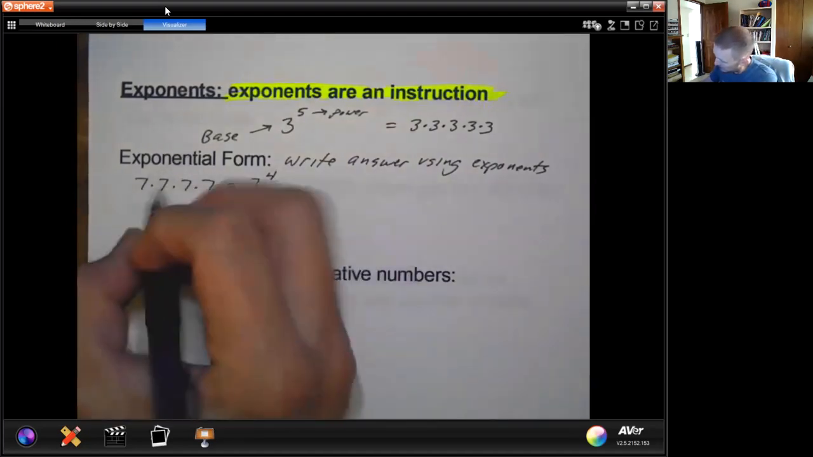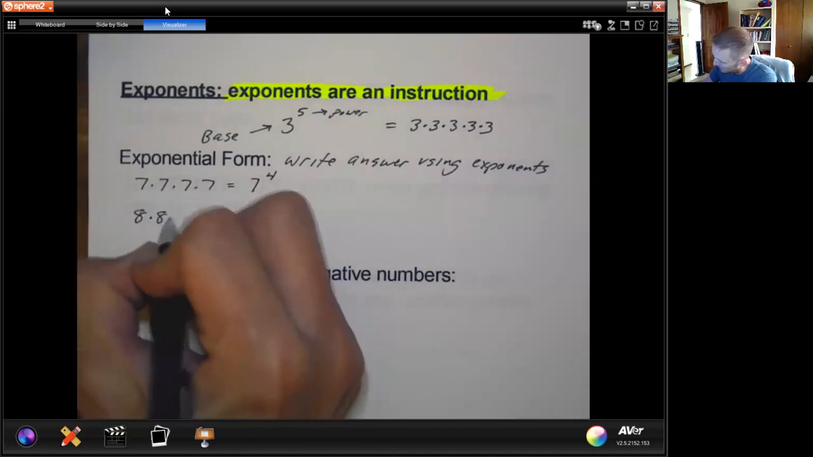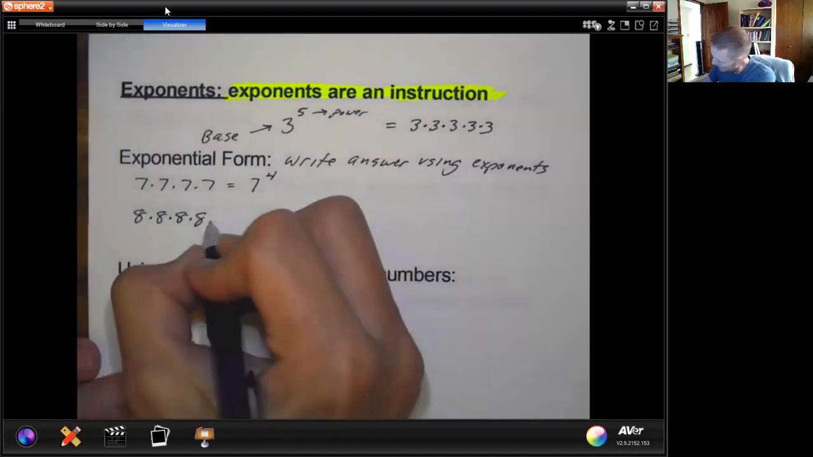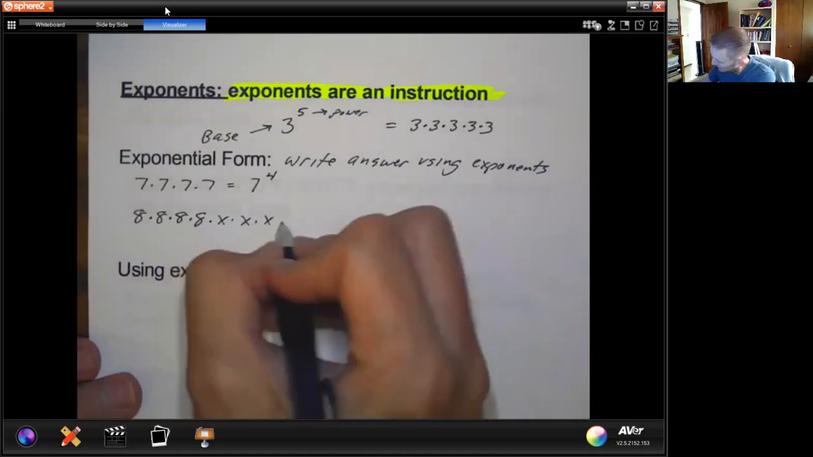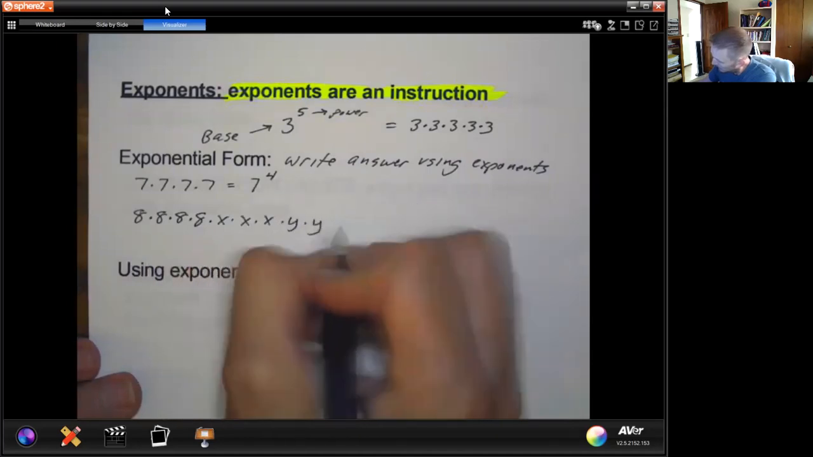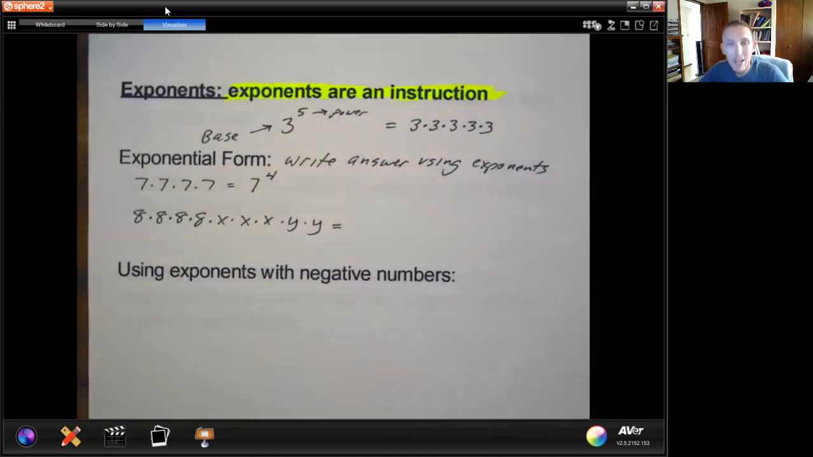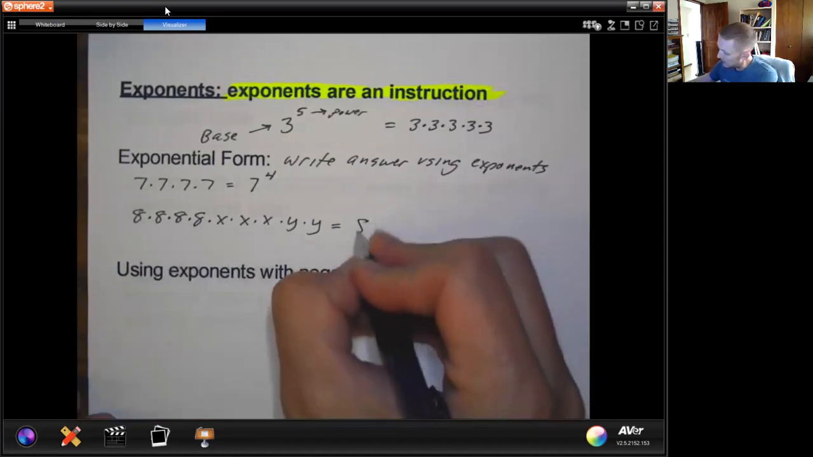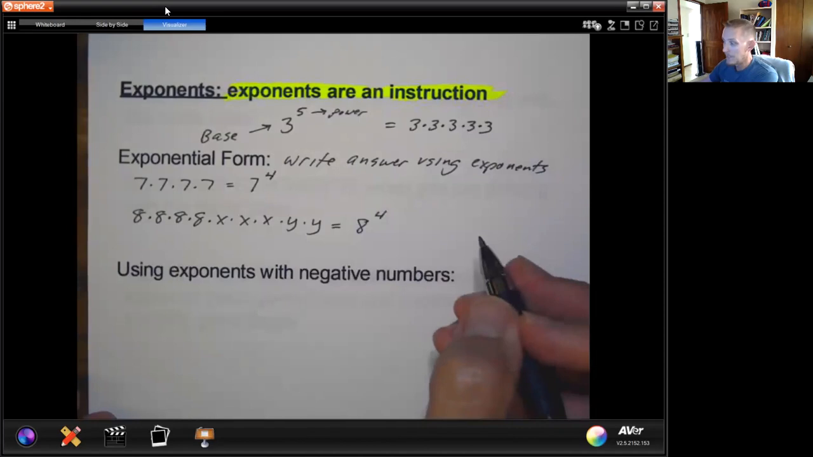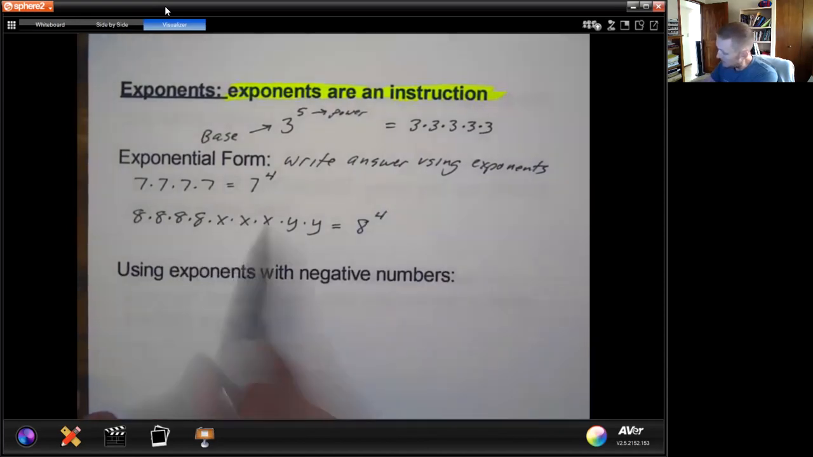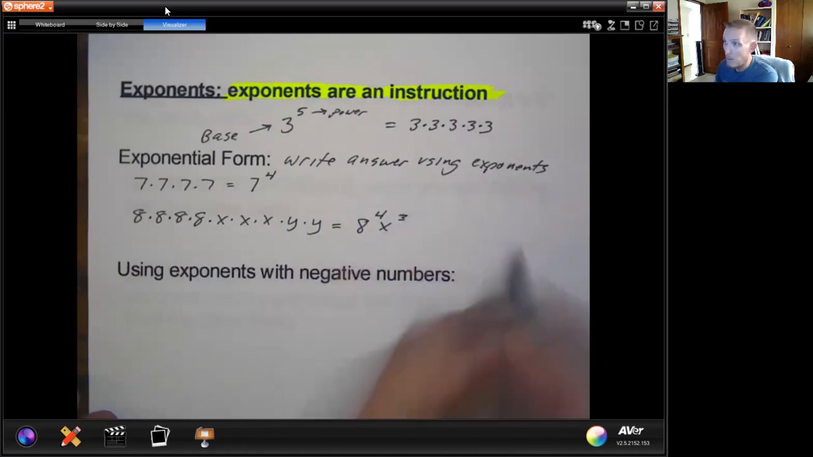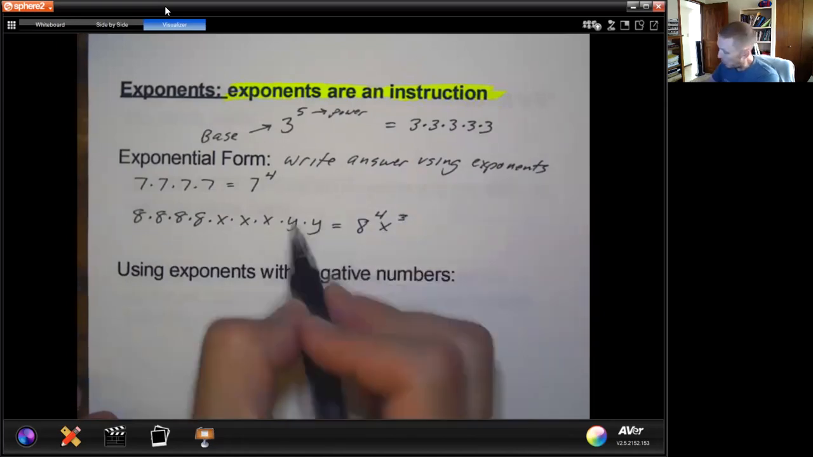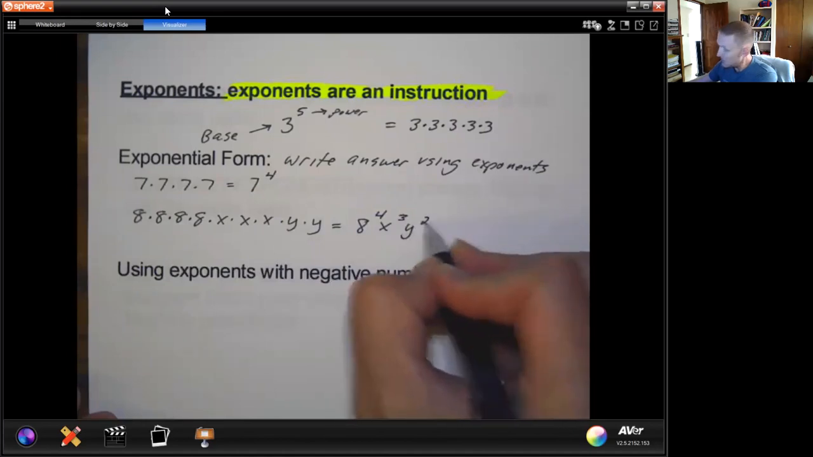Now, I can take something that's going to be a little bit more involved. What if I have a problem with multiplication with more than one base? And the bases are going to be different. Well, each base will then get its own exponent. So 8 times 8 times 8 times 8 is 8 to the 4th power, times x times x times x, so that's x to the 3rd power, times y times y, so that will be y to the 2nd power.